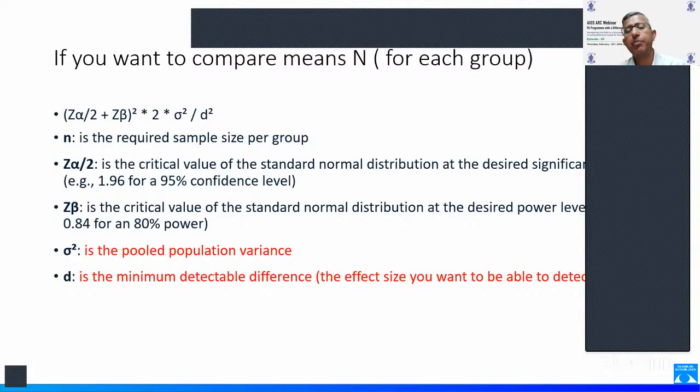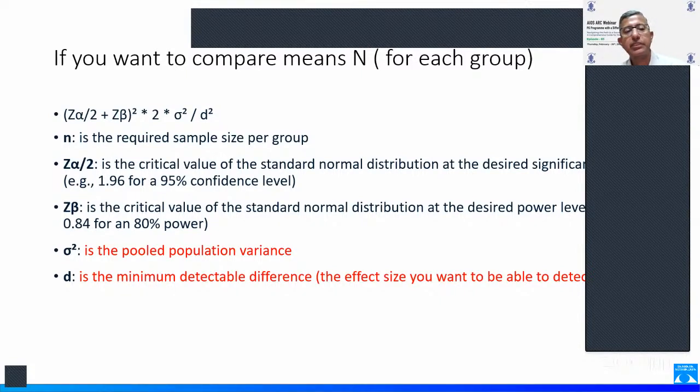What if you want to compare means? If you want to compare, let's say, mean intraocular pressure between two different groups, then this is the formula that you use: (Z alpha by 2 plus Z beta) whole square into 2 into standard deviation square divided by D square. Don't worry about the formula. It is not something that you are expected to know. It is something that you're going to need to consult your statistician.